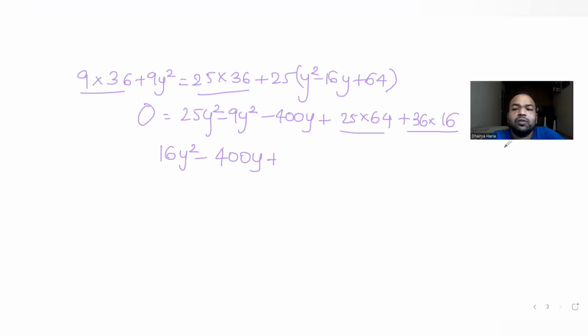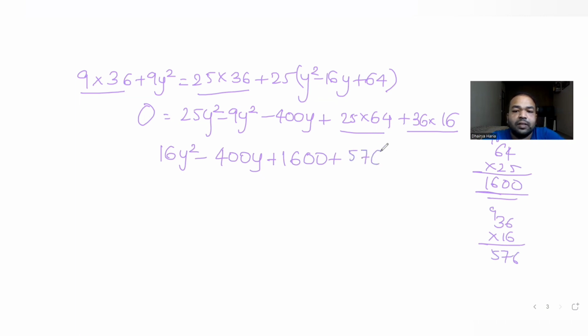So 64 into 25: 25 into 4 is 100, 25 into 6 is 150, plus 10, so 160. This is 1600, plus 36 into 16. 16 into 6 is 96, 16 into 3 is 48, so 576. Let's simplify: 16y square minus 400y, here we get 1600 plus 576, so 2176, equal to 0.